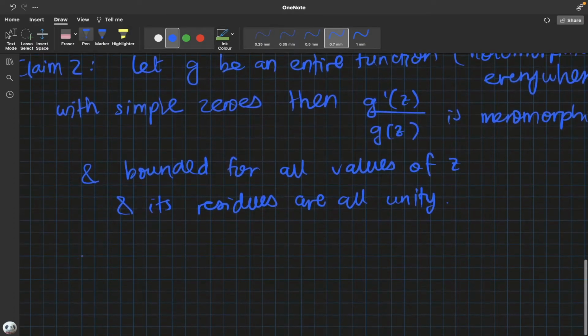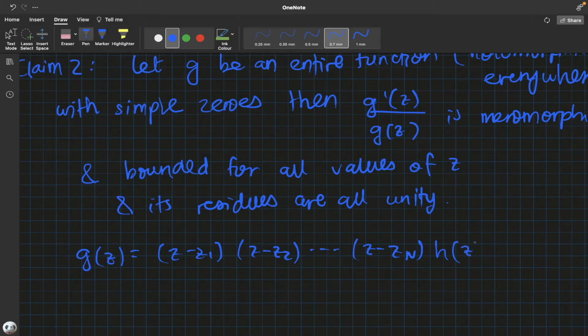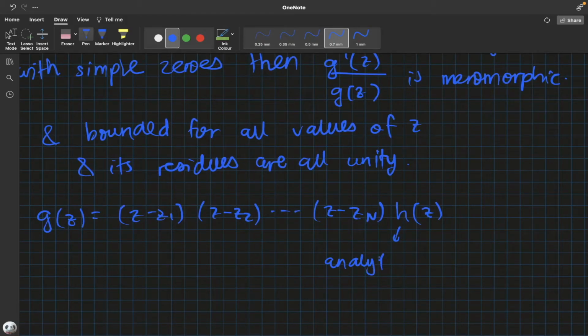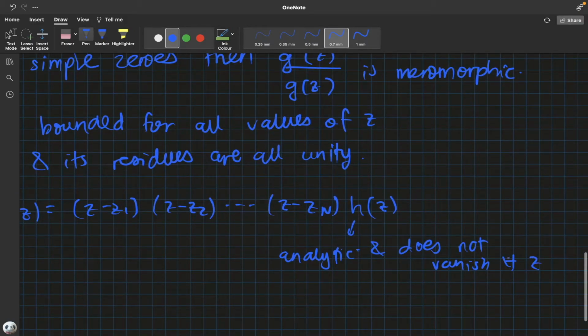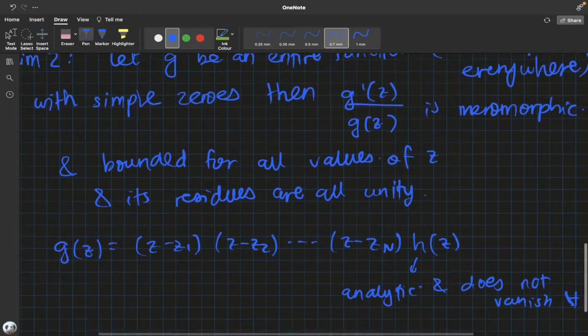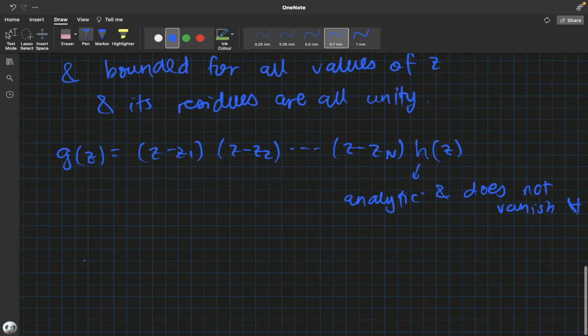It's a really tall claim, but again, it's easy to see this if you consider g of z to be of the form (z minus z1)(z minus z2)...(z minus zn) times h of z, where h of z is analytic and does not vanish anywhere for all z. And then you can differentiate and see that we really can satisfy this claim.